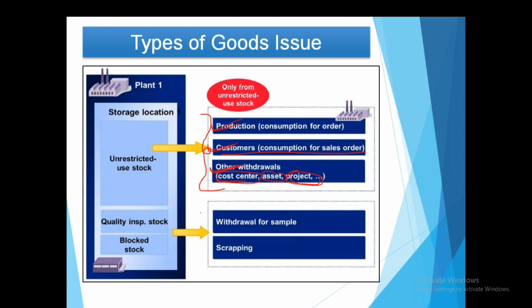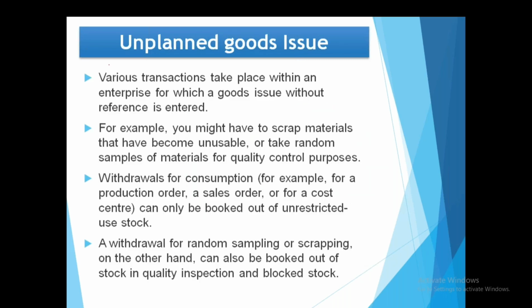Now there are some issues which are unplanned, like withdrawal for sample. You want to test some material, so you will take some sample from the stock. And scrapping means you are going to discard the material. Like you have a material, and after a certain time you decided that this material cannot be used anymore, so at that time you will scrap the material. So these are called unplanned goods issue. So there will be planned goods issue and unplanned goods issue. We will see all these things in the system. First we will start with unplanned goods issue.